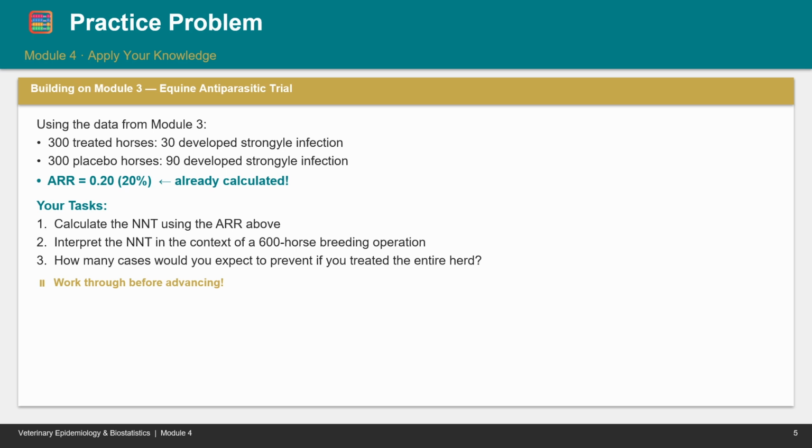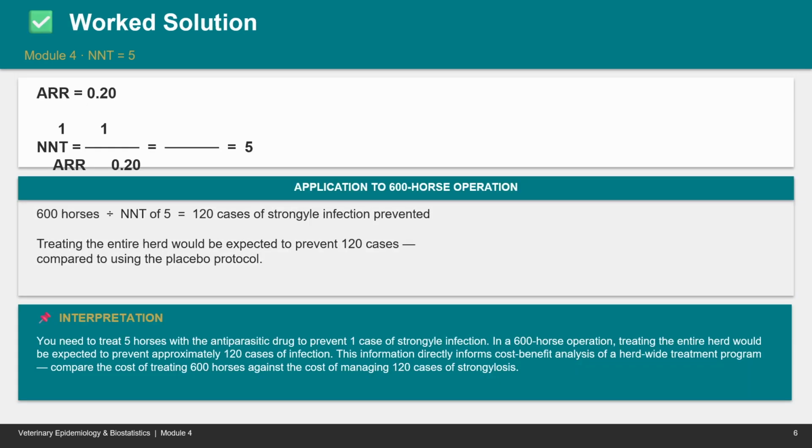Building directly on Module 3 here, you've already done the hard work. The ARR is 0.2. Now just apply the NNT formula and think about what it means for a 600-horse breeding operation. How many cases of Strongyle infection would you expect to prevent if you treated the whole herd? 1 divided by 0.2 gives us an NNT of 5. That means for every 5 horses treated, one case of Strongyle infection is prevented.